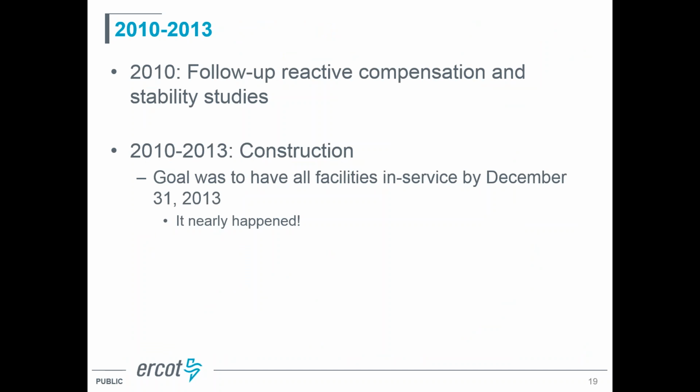And then 2010 to 2013 was really the construction period, and the goal was to have all of the facilities in place by the end of 2013. And I think it was really a tremendous accomplishment that nearly happened. I think the last facility went in January of 2014. So if you think about all of the possibilities of construction delays due to the weather and all of the coordination that had to be done with taking outages on the existing system in order to construct the facilities and get the facilities in place, I really think that was a tremendous accomplishment, and for all practical purposes, they were able to meet that goal.